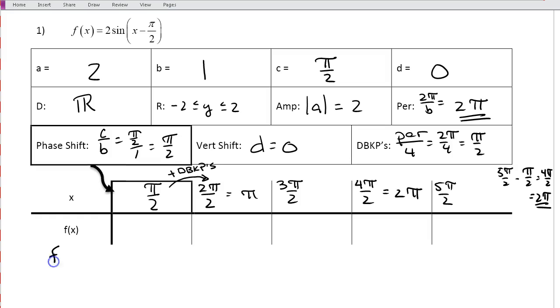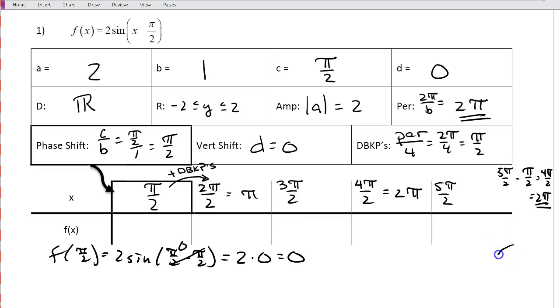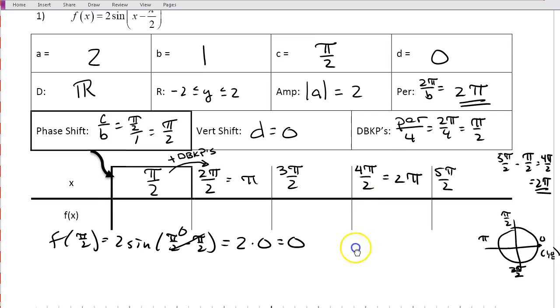All right, so let's go ahead and calculate our y values for these. So we've got f of pi over 2, so that's 2 sine of pi over 2 minus pi over 2, so that's 0. So 2 times the sine of 0 is 2 times 0, which is 0. Remember, we're just using the unit circle. And I've got 0, pi over 2, pi, 3 pi over 2. And since we're looking at the sine, we're looking at the y-coordinate at each of these spots. So sine of 0, we're over here. The y-coordinate here, 1 comma 0, is 0. All right, moving on to the next one. So that's 0.